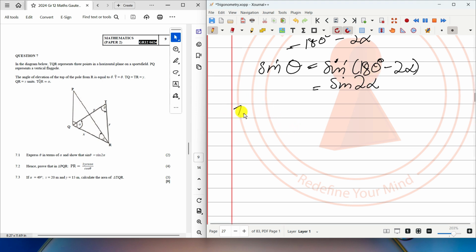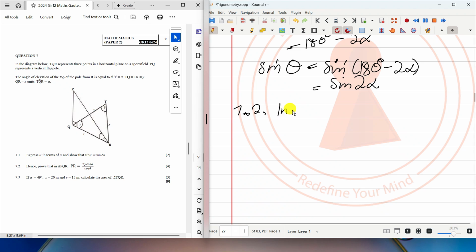Okay, let's go. 7.2, prove that in triangle PQR, PR is equal to 2y cos alpha over cos theta. It's an interesting one. What we are going to do is use the sine rule first. But why 4 marks? But it's okay, we can take it.